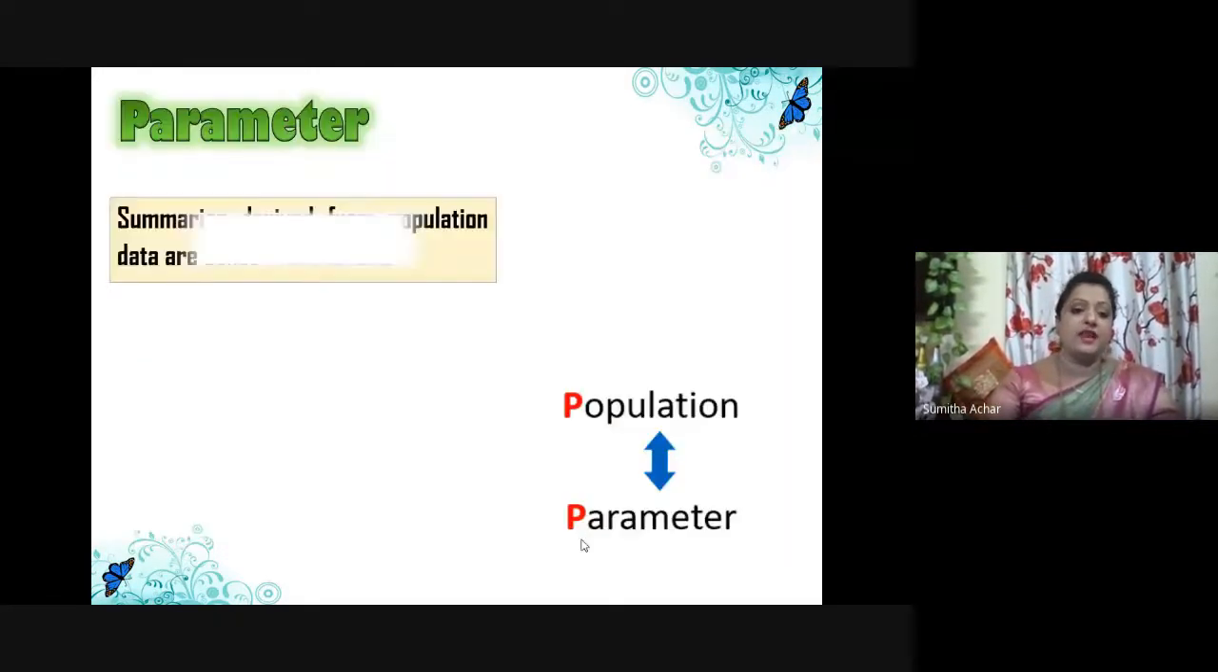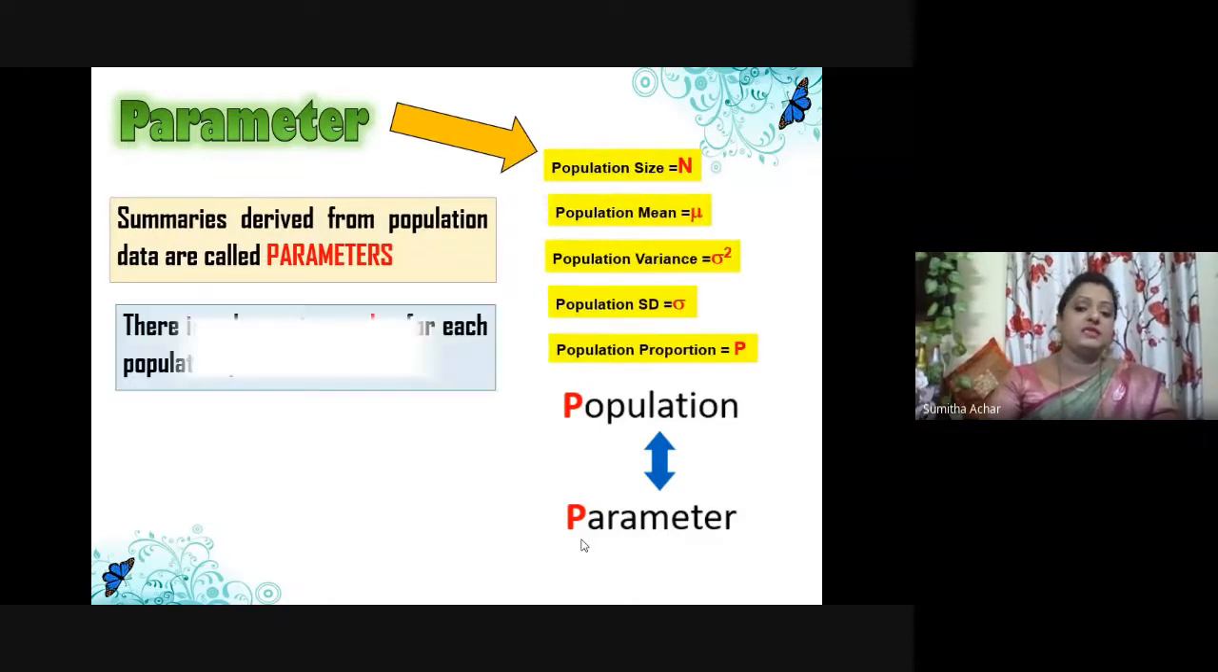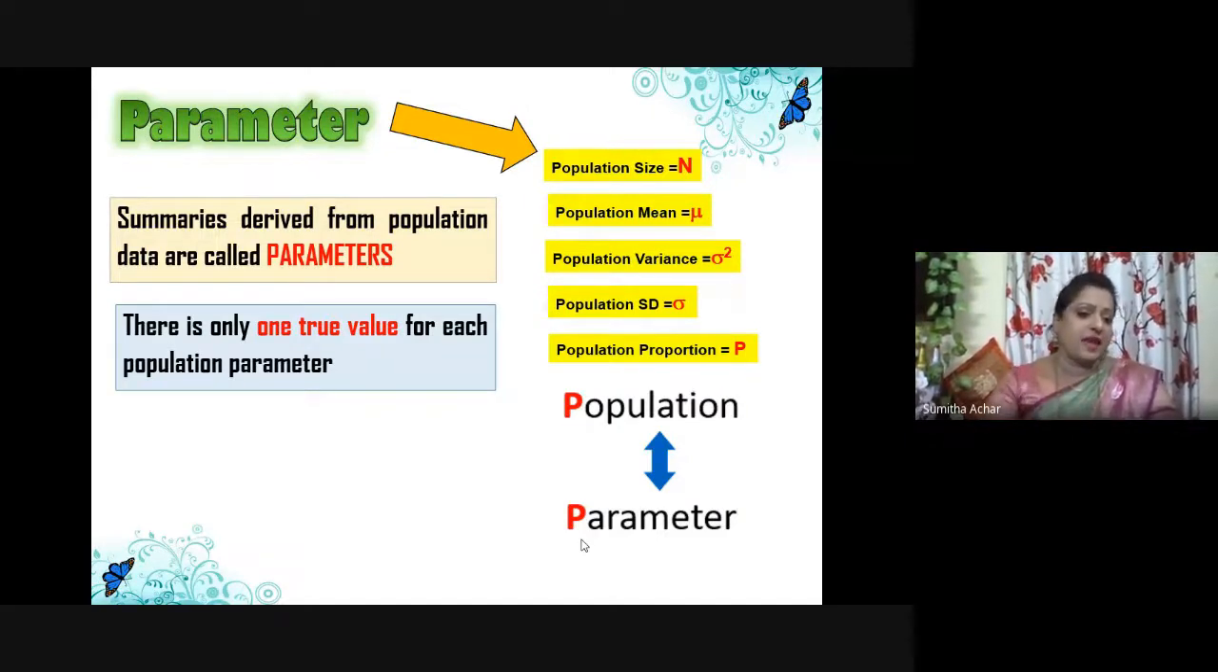In general, parameters are always summary measures of a population. For example, population size, population mean, population variance, population standard deviation, population proportions, and all those things. These are nothing but parameters. To give you an idea, let's say I have a company manufacturing light bulbs, right? If my day's production is 20,000, this is nothing but my parameter.